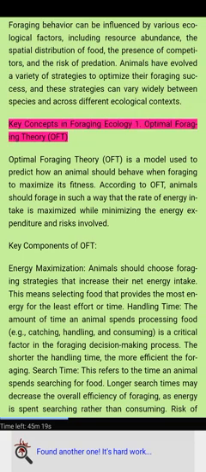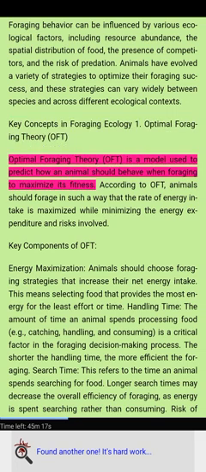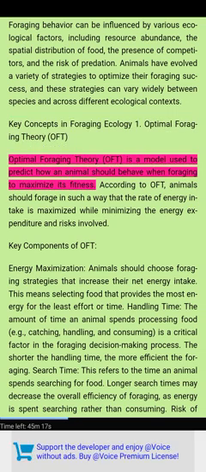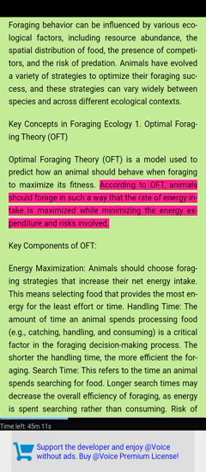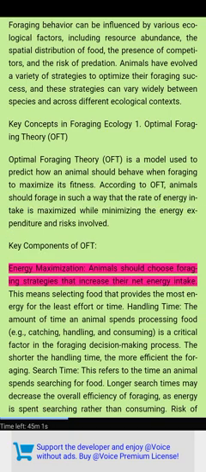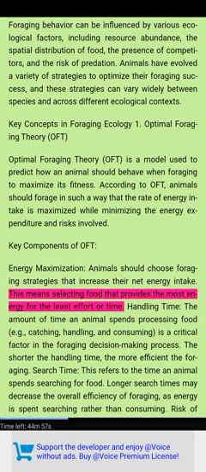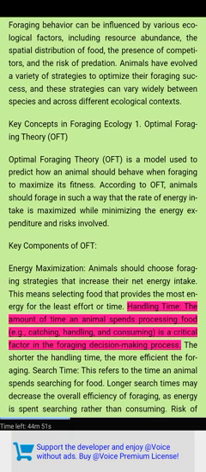Key concepts in foraging ecology. 1. Optimal foraging theory, OFT. Optimal foraging theory, OFT, is a model used to predict how an animal should behave when foraging to maximize its fitness. According to OFT, animals should forage in such a way that the rate of energy intake is maximized while minimizing the energy expenditure and risks involved. Key components of OFT. Energy maximization. Animals should choose foraging strategies that increase their net energy intake. This means selecting food that provides the most energy for the least effort or time. Handling time. The amount of time an animal spends processing food.